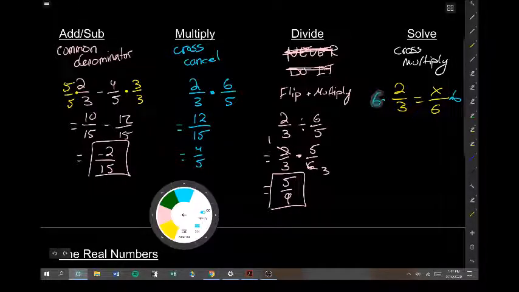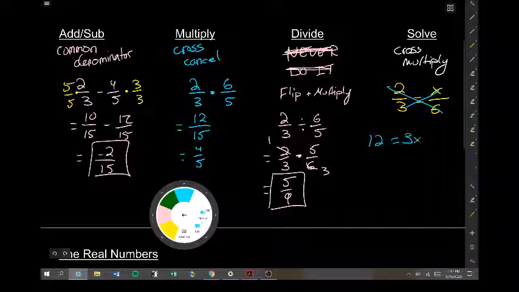But the fractiony way we show this is we say we can make this 2 times 6 is 12, and 3 times x is 3x, and 12 equals 3x. Then just solve for x. 12 divided by 3 is 4.